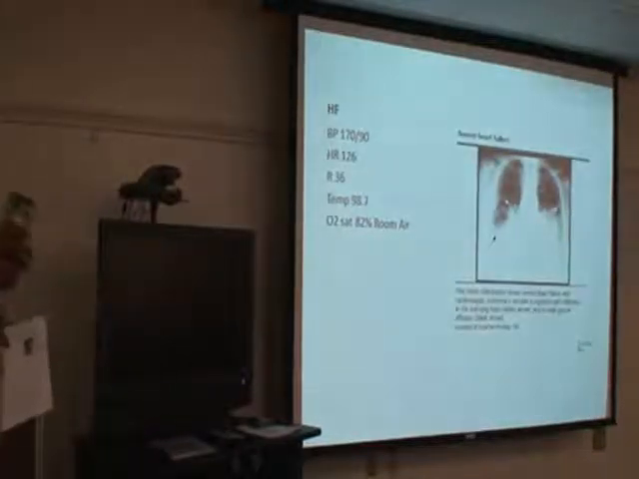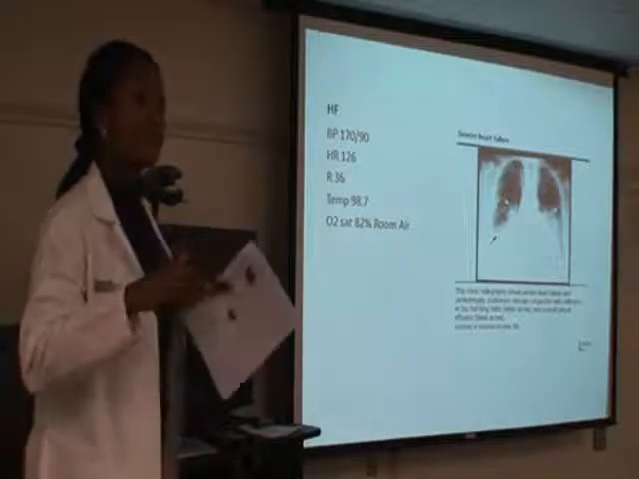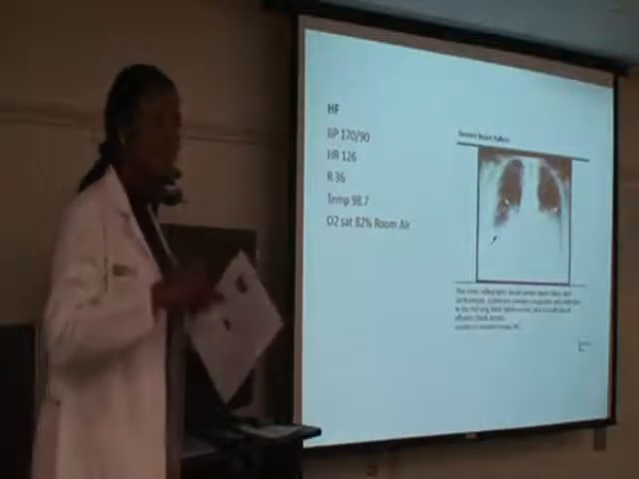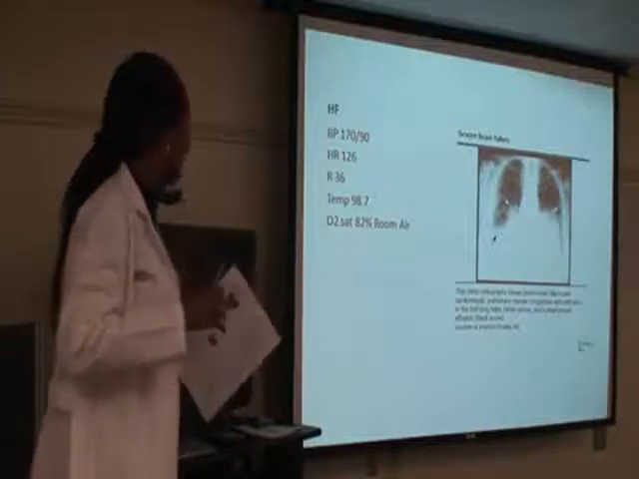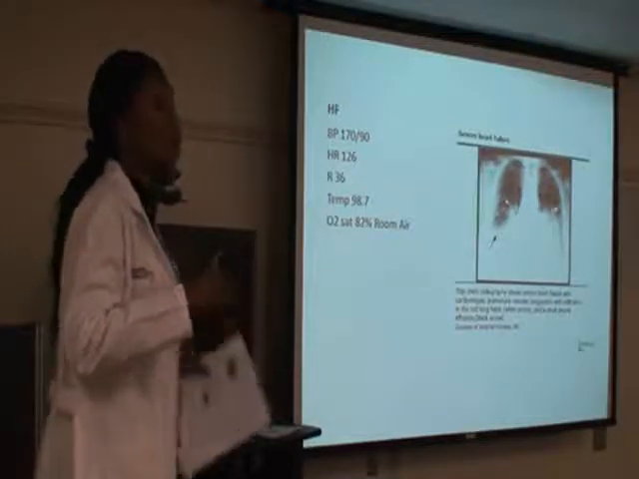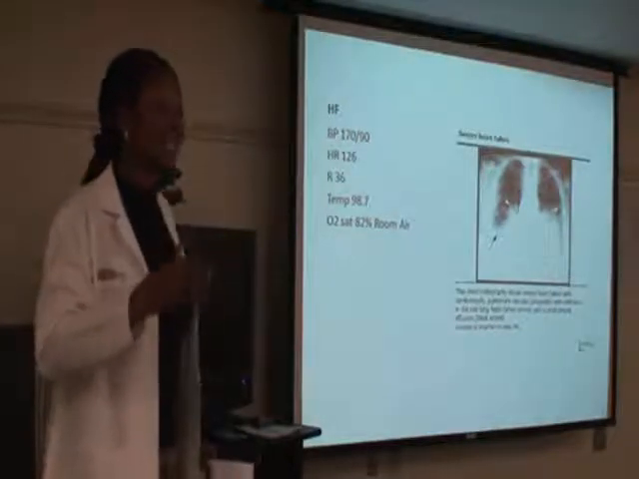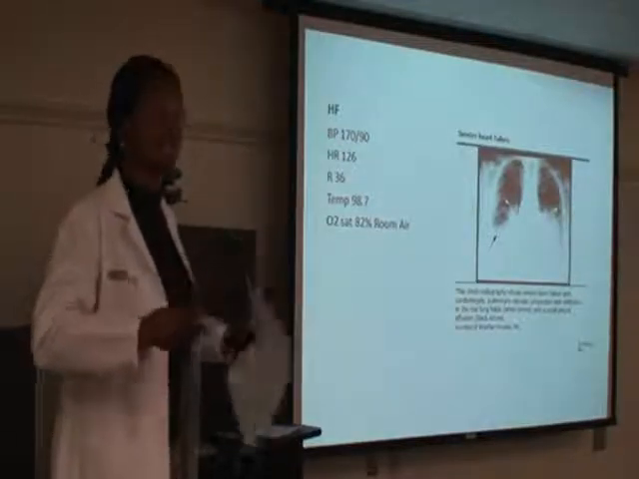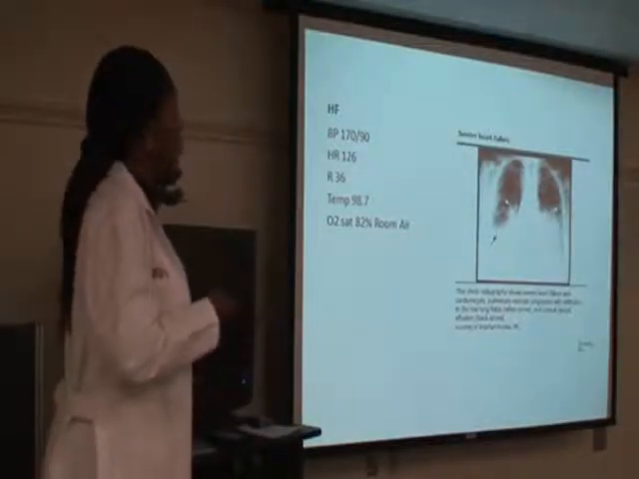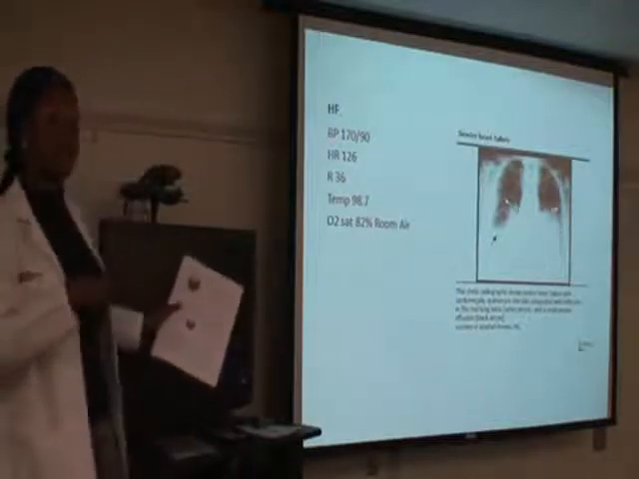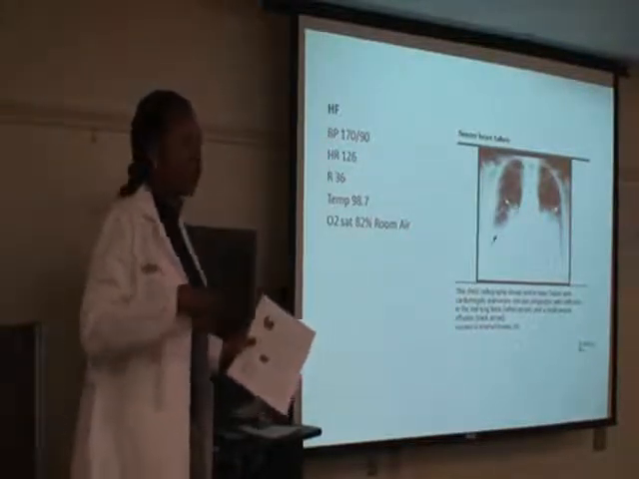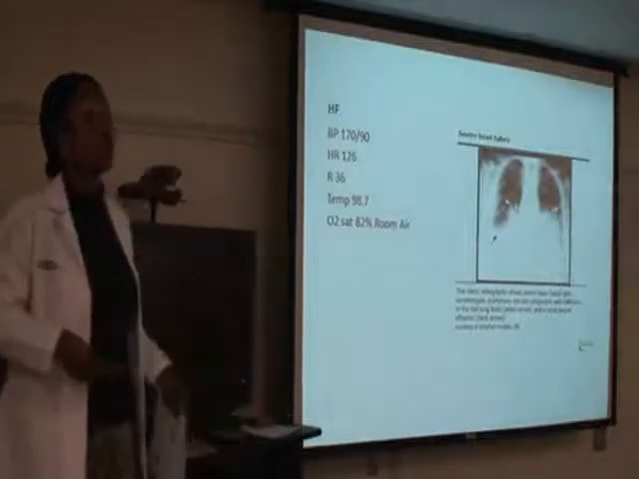Now, what if HF had presented differently when she came in? What if her blood pressure was about 170/90, heart rate was 126, temperature is 98.7, and her O2 sat on room air is 82%, and she appears to be in clear respiratory distress? And this is what her x-ray looks like. What is something that we would want to do at this point, because she's in respiratory distress? So what would be something we want to do, Harold?